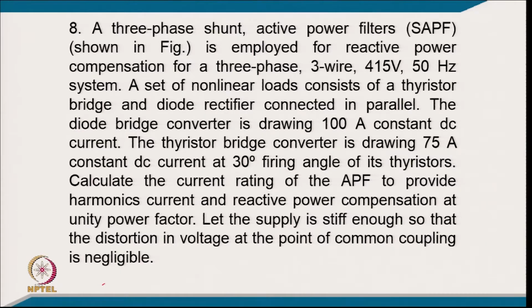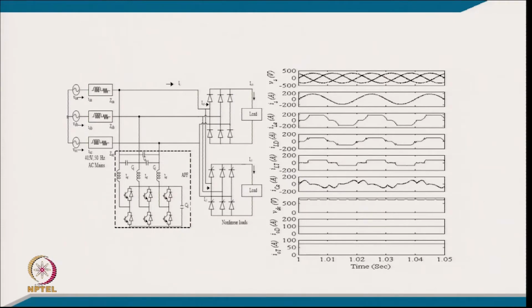factor. Let the supply be stiff enough so that the distortion in the voltage at the point of common coupling is negligible. This is the system: a composite load consisting of a diode rectifier and a thyristor converter, and we are using a 3-phase active filter at the point of common coupling. So, after making the model, these are typical waveforms of the 3-phase grid voltage, then the load current, the supply current, and then the 3-phase load current, then a 1-phase current of the active filter, then the DC link voltage, and of course, the DC side current of the diode rectifier and thyristor converter line.